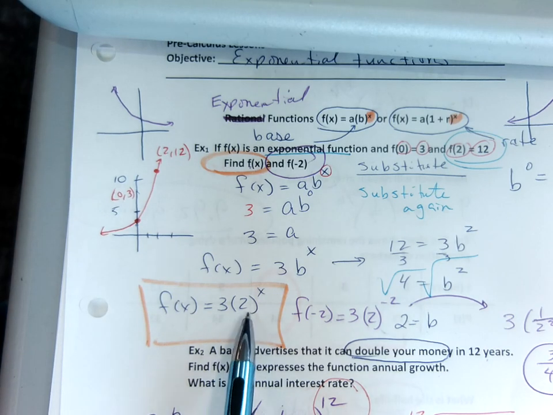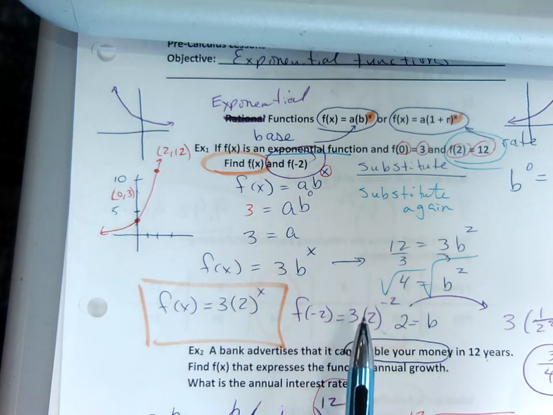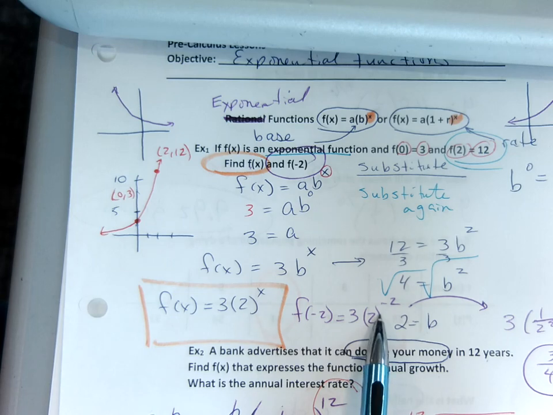Okay, so then I use my formula to find f of negative 2. I plugged in negative 2 for the x variable, and I wound up with 3/4. Okay?